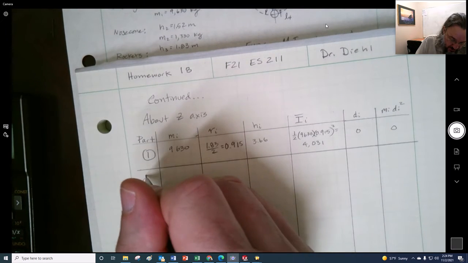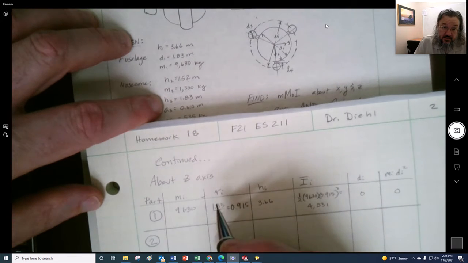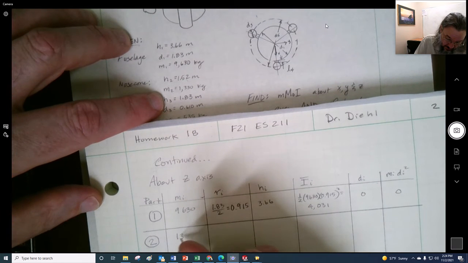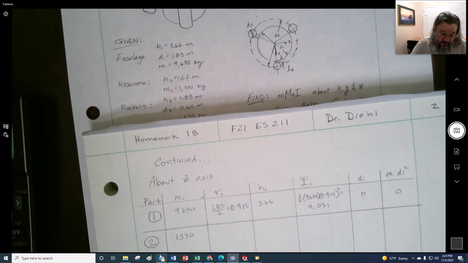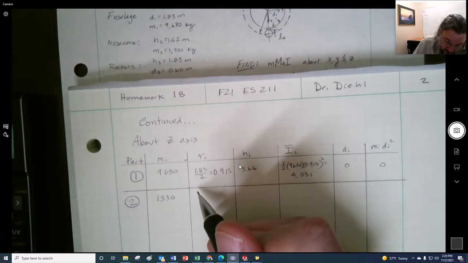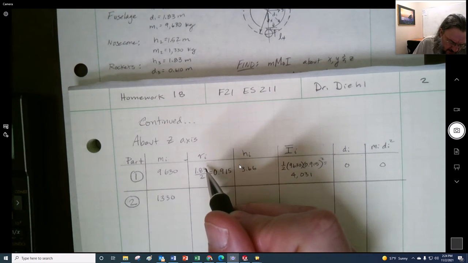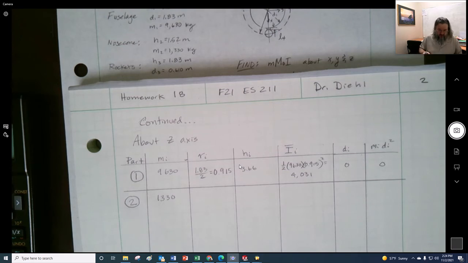So part 2 is the cone, and we were told that it has a mass of 1,330 kilograms. Let me stop for a second and check, I was looking to see if there's any students coming in with an email. Okay. Now the radius of the cone. Let's see, we have to double check what the moment of inertia thing says to use. Yeah, they use the radius.